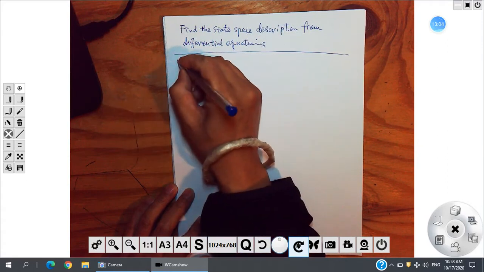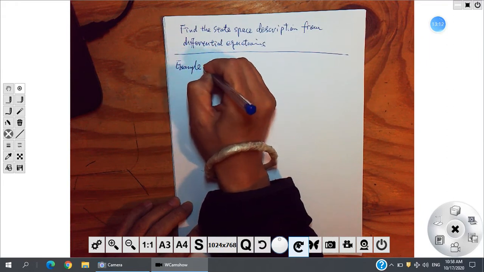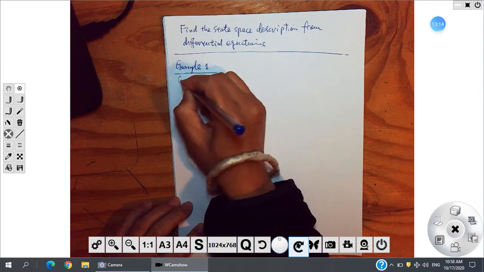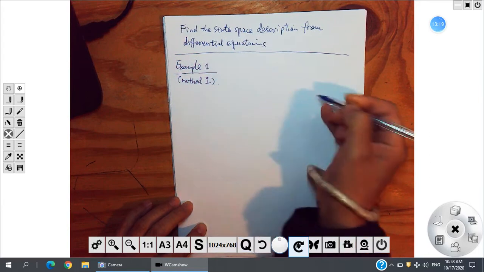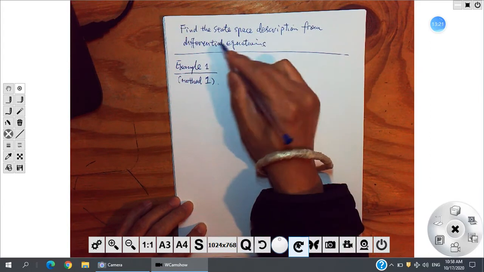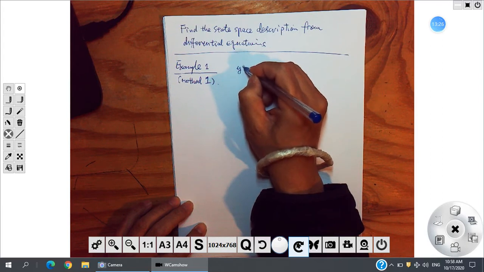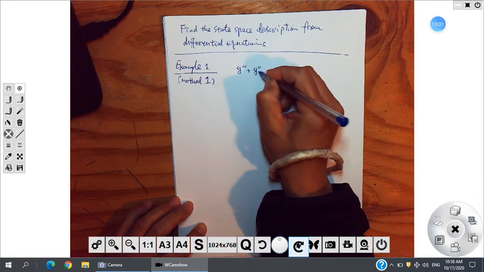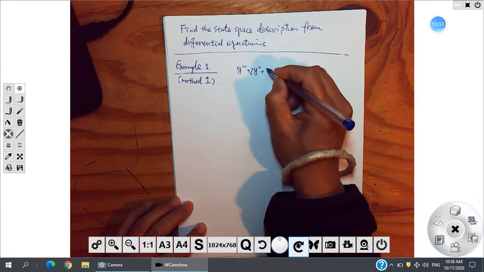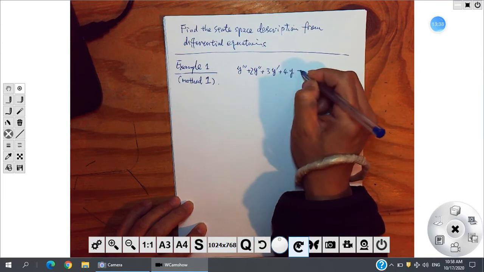Actually, we have different methods, and the results are different. So, okay, example 1. This is method 1, you can say. We consider a system with a differential equation like: y with third order derivative plus 2 times y second derivative, plus 3 times y derivative, plus 4 times y equals r. R is the input.